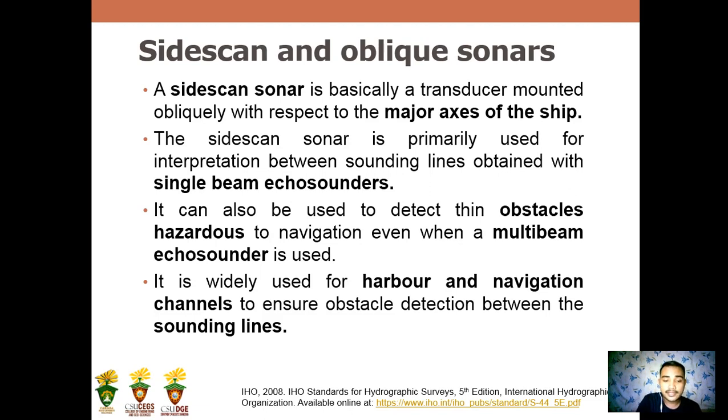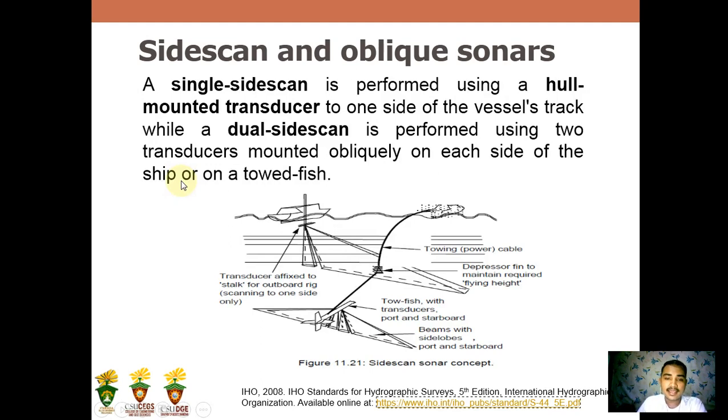It is widely used for harbor and navigation of channels to ensure obstacle detection between sounding lines. No? Pwede po siya nga pang-reconnaissance, si side scan and oblique sonars. A single side scan is performed using a hull-mounted transducer to one side of the vessel's track, while a dual side scan is performed using two transducers mounted obliquely on each side of the ship or a towed fish. No? Towed fish na concept. So this is an illustration, no, of a single side scan.